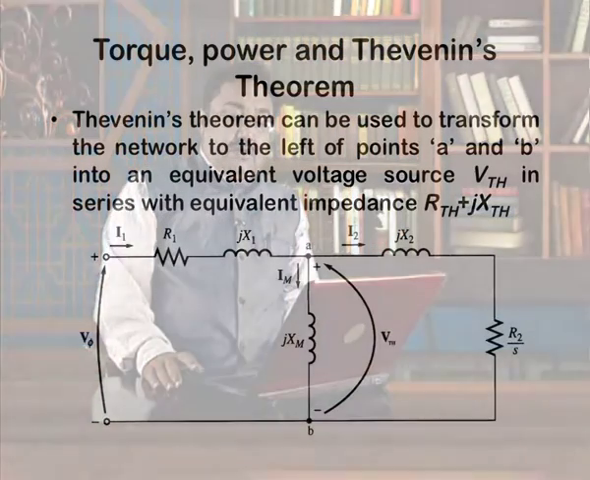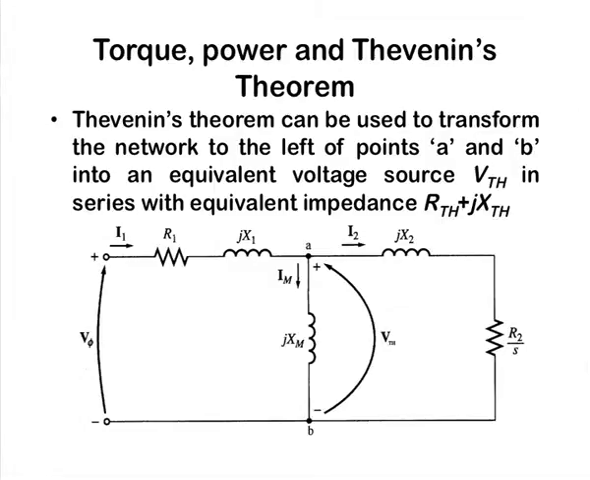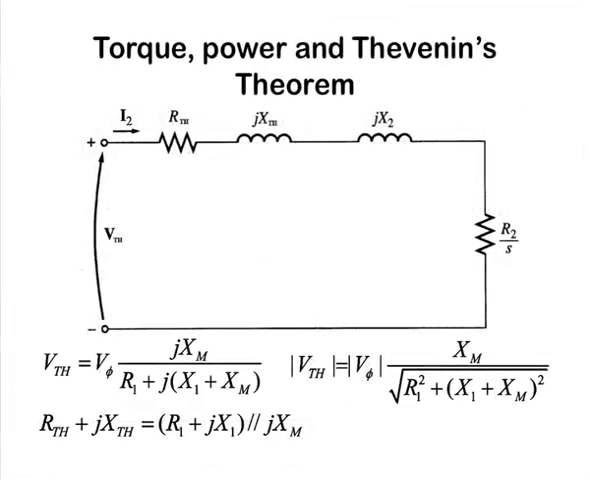Now, next comes the torque and power relationship, which we will derive with the help of the Thevenin theorem. Now, this is the equivalent circuit. We apply the Thevenin theorem across the points A and B, and we will convert it into the Thevenin equivalent circuit. The Thevenin equivalent circuit will look like this. We have a Thevenin voltage, we have a Thevenin resistance as well as reactance, and on the load side we have a reactance X2 and the rotor resistance R2 by S.